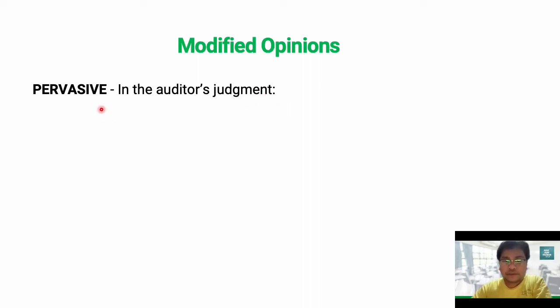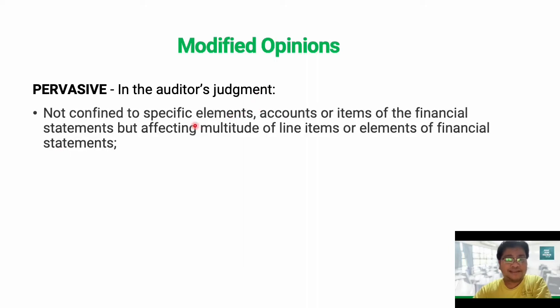A matter is considered pervasive if, in the auditor's judgment, it's not just confined to specific elements, accounts, or items in the financial statements, but it affects a multitude of line items or elements of the financial statements. So let's say the misstatement is only confined to a certain account or to a certain transaction, like for example, a certain expense account or certain income account. Therefore, it only affects specific items in the financial statements. Then we can conclude that the effect is only material. Let's say, for example, that's considered a significant account, so material but not pervasive.